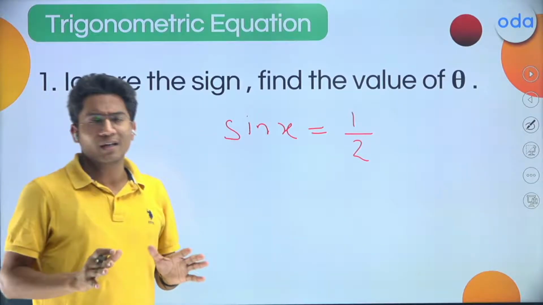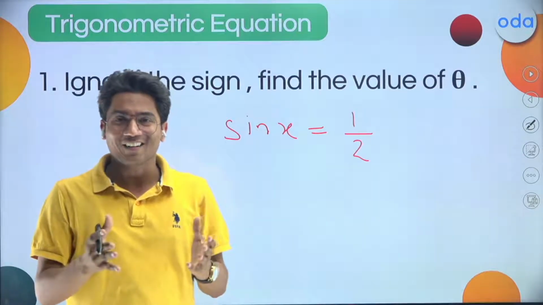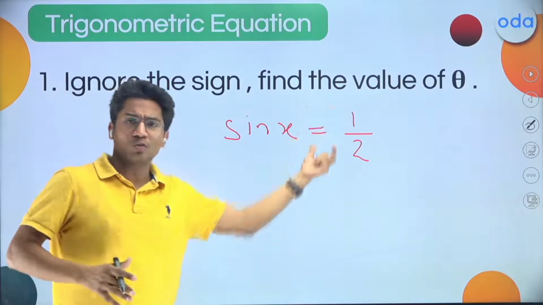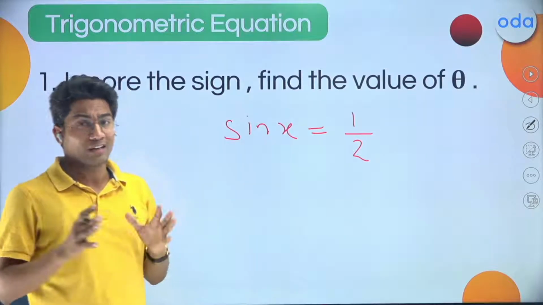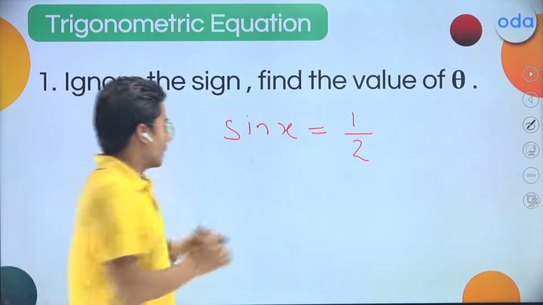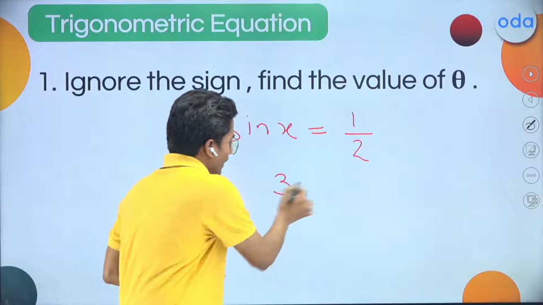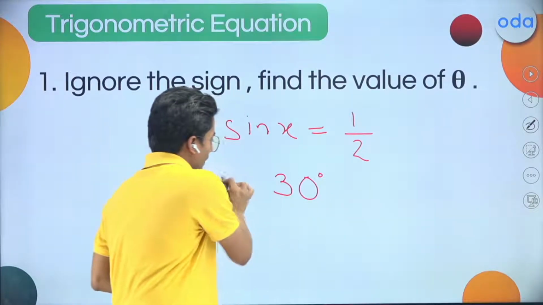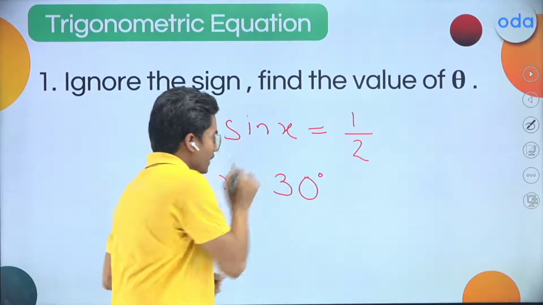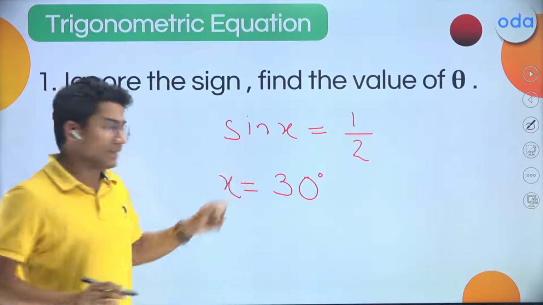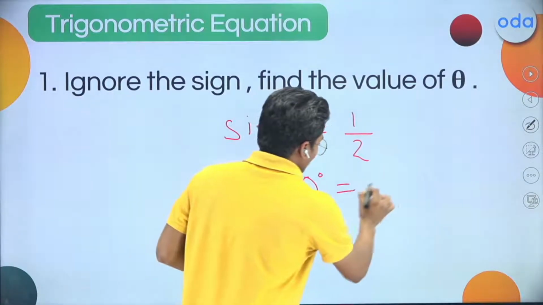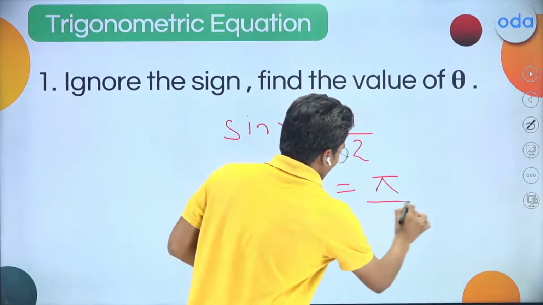All of you have done it in your previous classes, in 10th grade, right? So sin x can be equal to 1 by 2 for what value of x? You are aware of that. So x can be 30 degrees if I am correct. Or if I have to write in radians, that can be pi by 6.